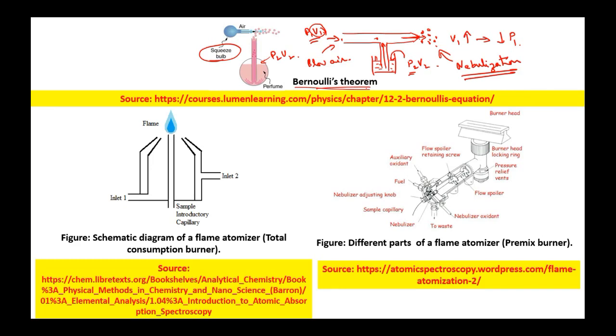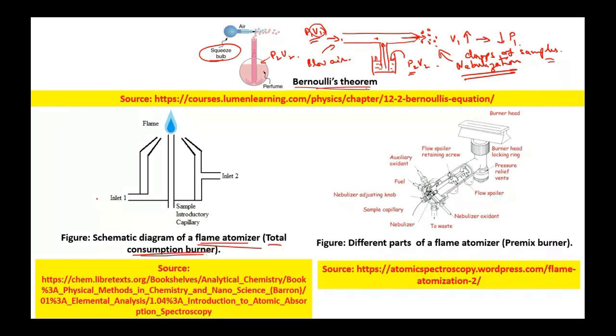So over here, then what happens? This process is used to create the droplets of the samples. Okay. Now, if you see over here, this is a basic schematic diagram of a flame atomizer. So it is basically a total consumption burner type atomizer.